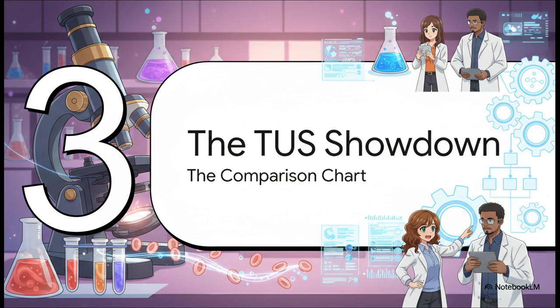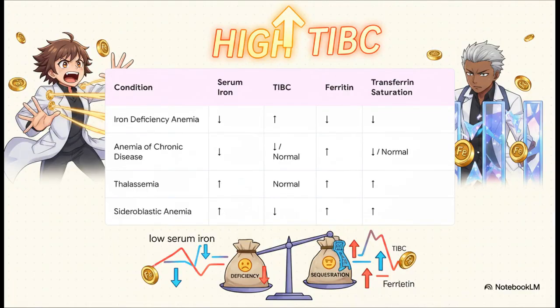So now let's put it all together on one slide. This right here, this is the mental model you need to have in your head to solve any microcytic anemia question they can throw at you. Let's walk through this logically. Notice how iron deficiency anemia is the only one with a high TIBC. That's your body screaming for iron.